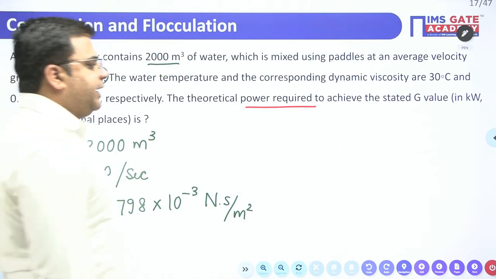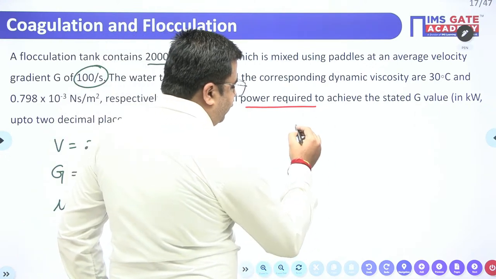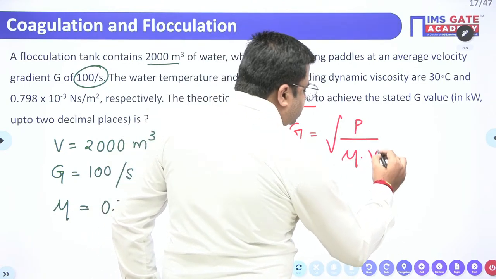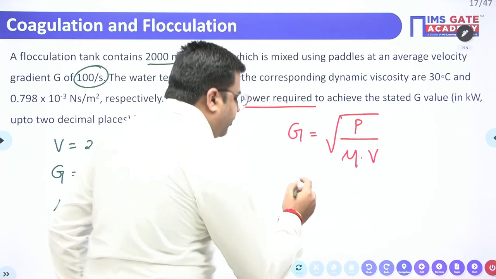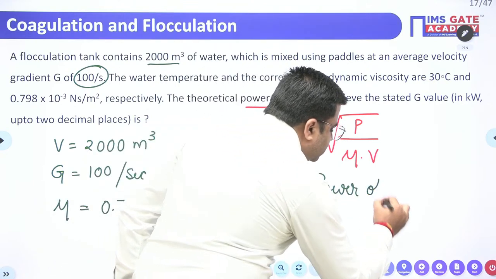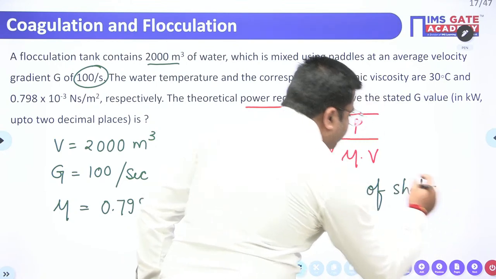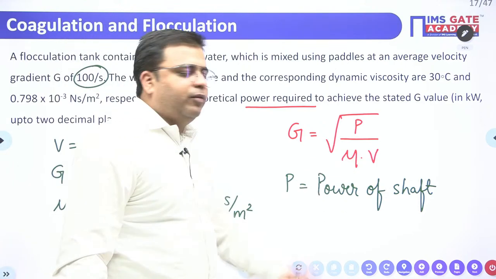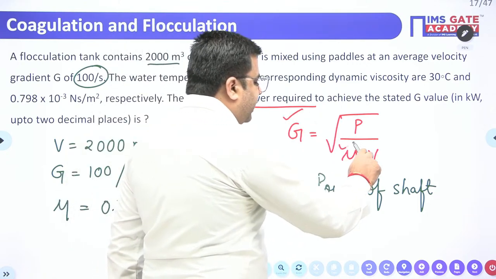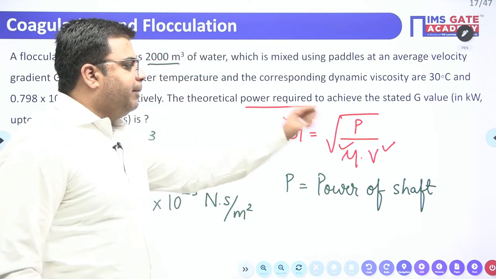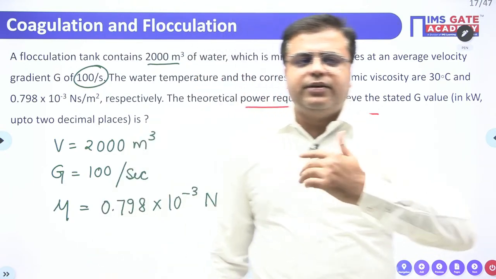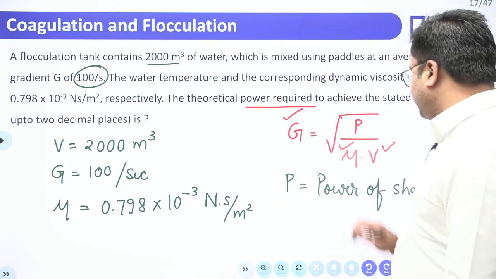We need the theoretical power required to achieve the stated value of G. Just a few moments back, I told you that G can be calculated as root of P upon mu V. This P is the power of the shaft, mu is the dynamic viscosity and V is the volume of the tank. So we are directly given all the values: we know G, mu and V. Just substitute all these values and get me the power in watts. Whatever value we get of power using this expression will be in watts, just divide by 1000 to get it in kilowatts.